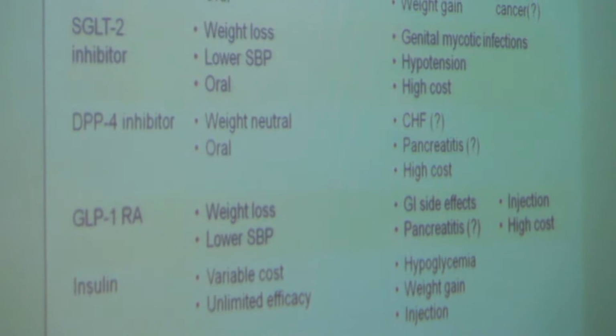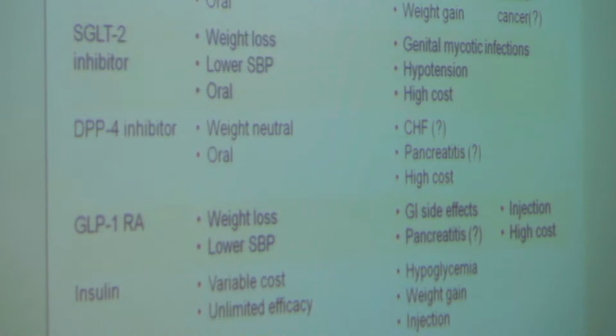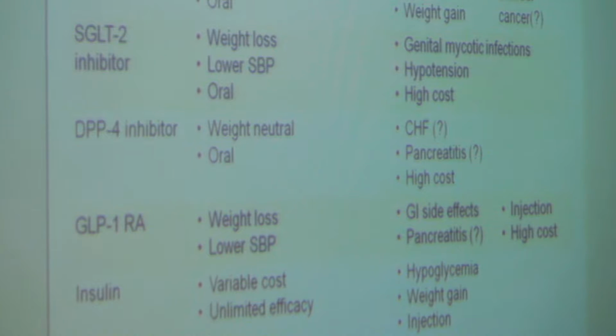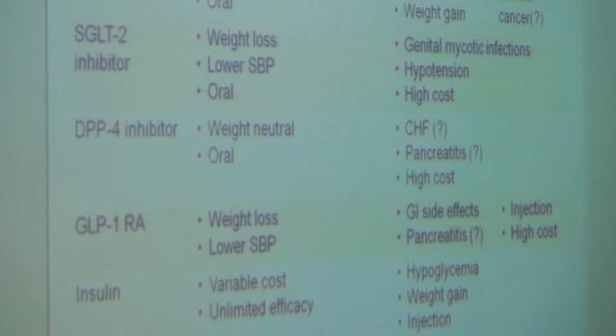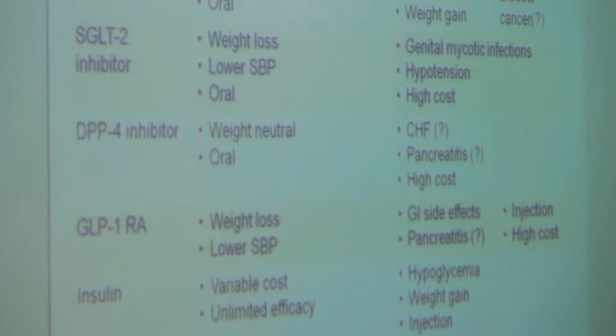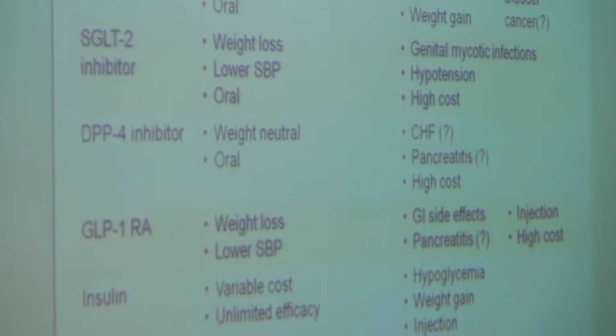The DPP-4s are oral therapies, and I'll show you specifically the different agents in this group. There's some new concern over risk of congestive heart failure. There is a risk of pancreatitis with both the DPP-4s and the GLP-1 agents. And they're very high cost, both of these. This is an oral drug, this is an injectable drug. But again, in the right patient, it may be a reasonable option, and they're fairly effective.